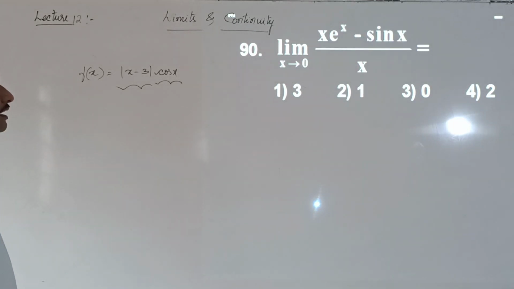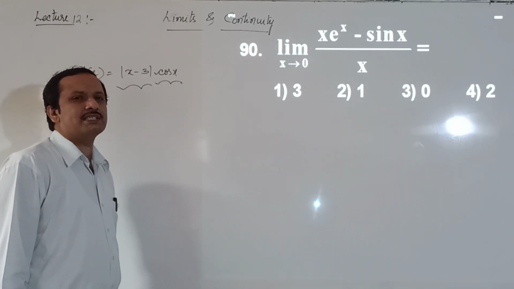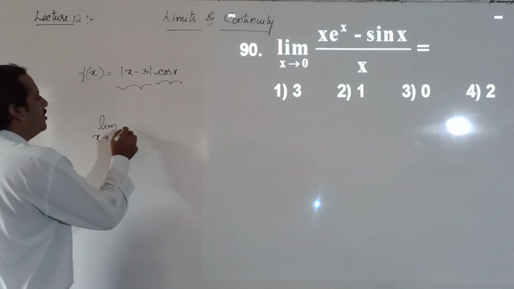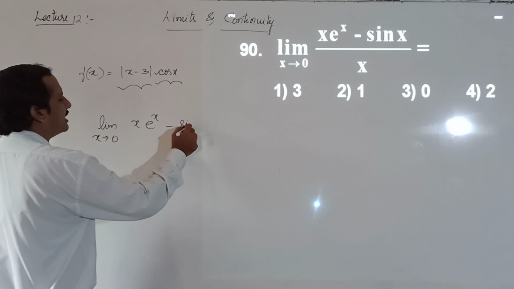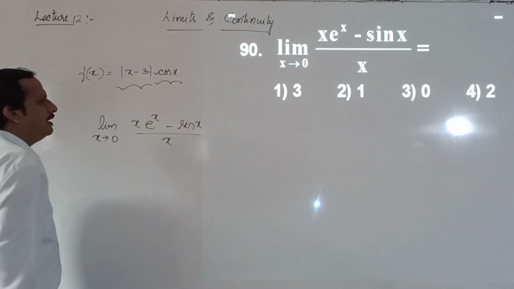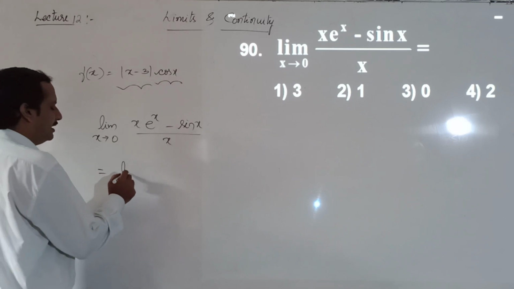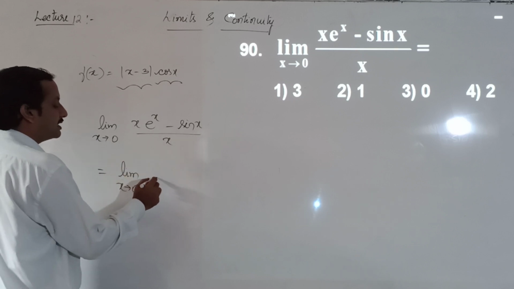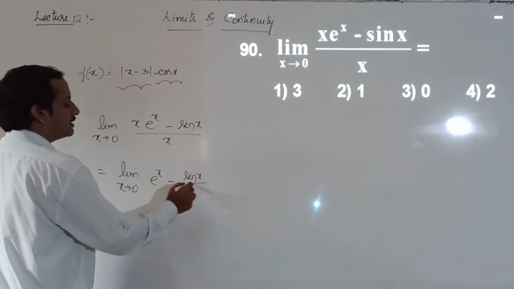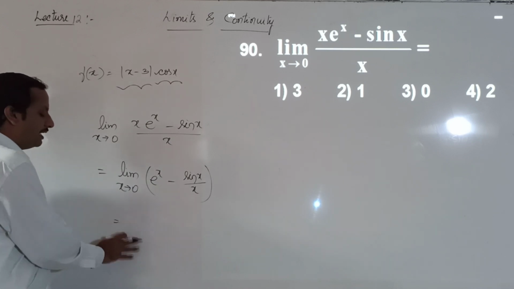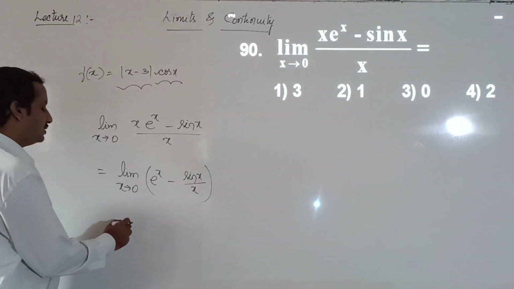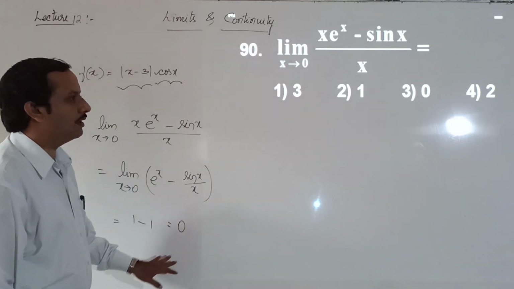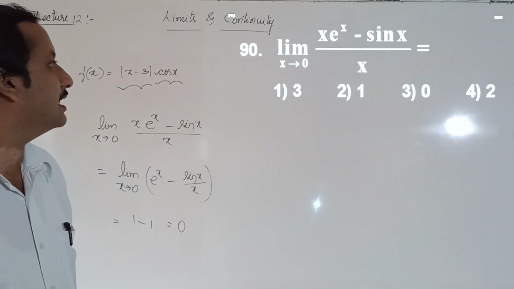Okay, 90th question. Limit as x tends to 0 of x e power x minus sin x, divided by x. If I directly apply the limit, I am getting 0 by 0. I will split this into two terms. First term, x e power x divided by x, x gets cancelled, e power x. Second term, sin x by x. Apply the limit as x tends to 0. When x approaches 0, e power 0 is 1. Minus, as x tends to 0, sin x by x is also equal to 1. 1 minus 1 is 0. Third option is the answer.